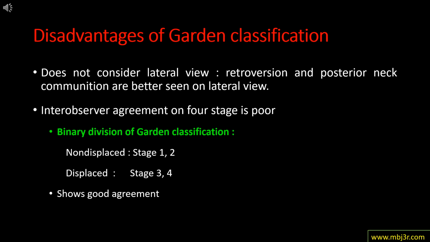We can divide this Garden classification into two types, that is a binary division, non-displaced and displaced. It is simple. Stage 1 and 2 are non-displaced, stage 3 and 4 are displaced. Shows a good agreement among the surgeons.